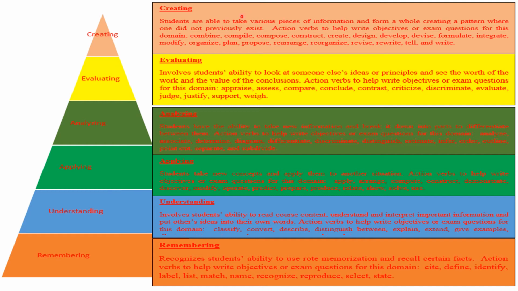So we have also, from that, evaluating, analyzing, applying, understanding, and last, we have also remembering. When we say remembering, it recognizes the student's ability to use rote memorization and recall certain facts. Action verbs to help write objectives or exam questions for this domain are cite, define, identify, label, list, match, name, recognize, reproduce, select, and state.